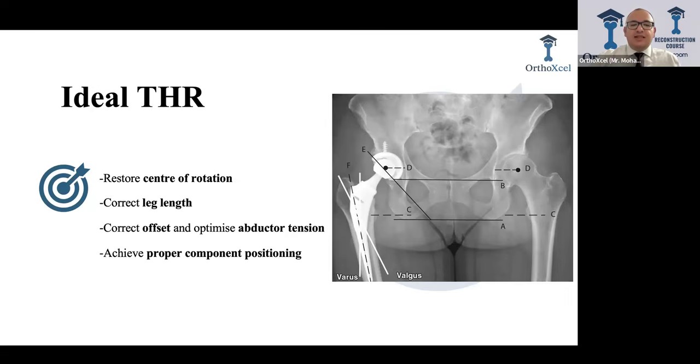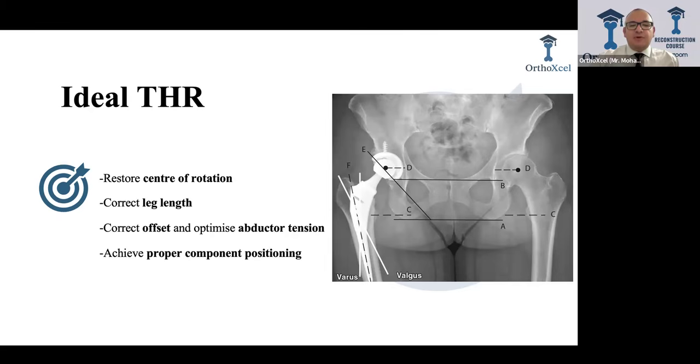So for an ideal total hip, you need to restore the center of rotation compared to the native hip. You need to be sure that you actively corrected the leg length. You need to correct the offset, both horizontal and vertical, to optimize your soft tissue tension and to ensure that your hip will have a proper jump distance and movement.